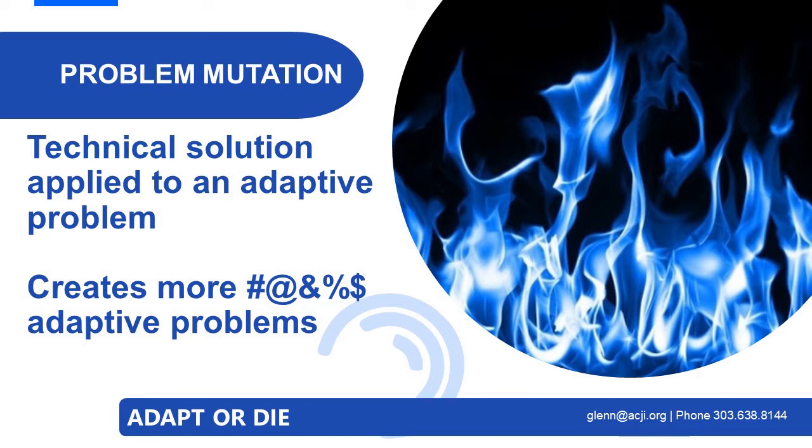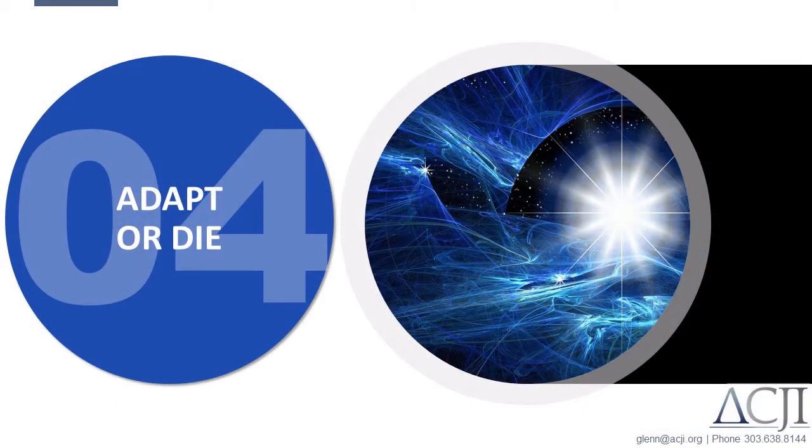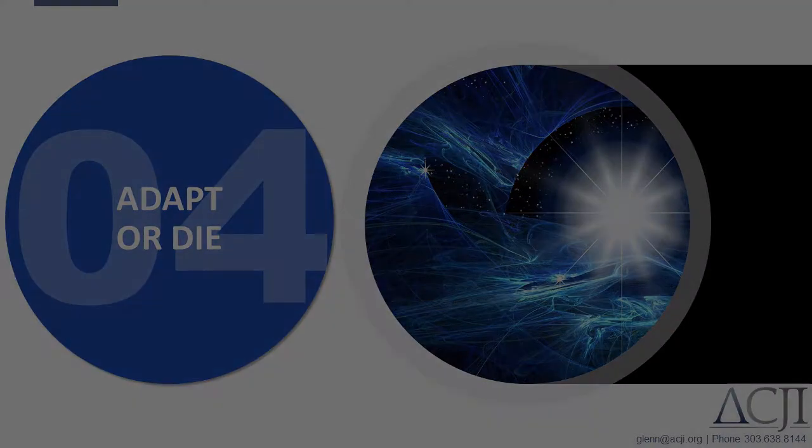Because what we see in the real world is that problem mutation happens when we apply a technical solution to an adaptive problem. Problem mutation is when it actually creates more adaptive problems. Adapt or die is about stopping and thinking and diagnosing your challenge and saying, number one, is it a symptom or a problem? And when we find out that it's a problem, we diagnose if it's technical or adaptive, and then we apply a technical solution to a technical problem and an adaptive solution to an adaptive problem.